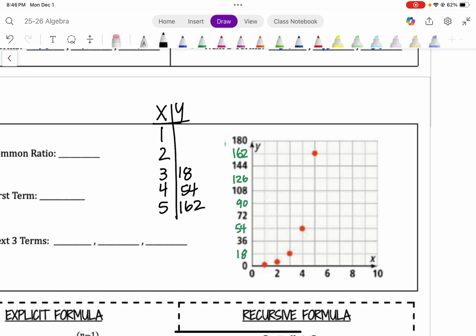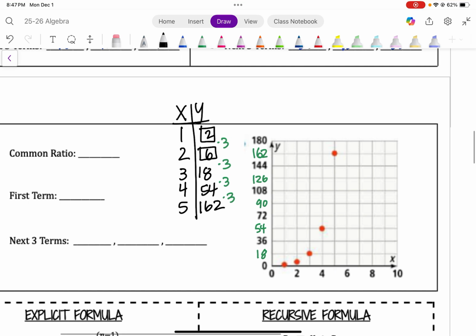So to go from 18 to 54, I'd have to multiply by 3. And to go from 54 to 162, I'd multiply by 3. So I want to figure out what number went here that when I multiplied it by 3, I got 18. And that number would be 6. And then what number would be here that when I multiplied it by 3, I got 6, and that number would be 2. So our common ratio here, we kind of looked backwards. Our common ratio was a 3. Our first term was a 2.